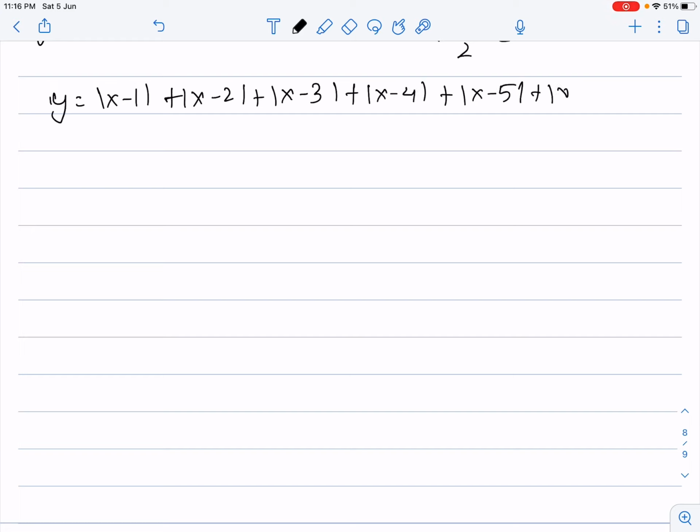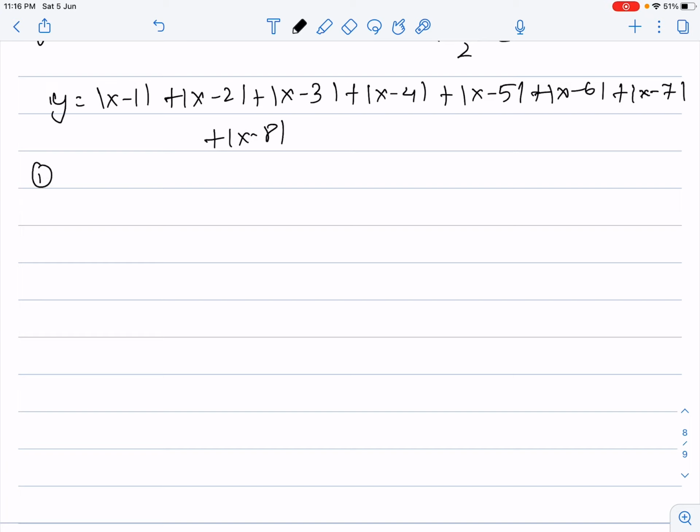I'll be making use of those 9 intervals, rewriting the function and finding out its value. Okay, let me rewrite the question again. So y is given to you as mod of x minus 1 plus mod of x minus 2 plus mod of x minus 3 plus mod of x minus 4 plus mod of x minus 5 plus mod of x minus 6 plus mod of x minus 7 plus mod of x minus 8.